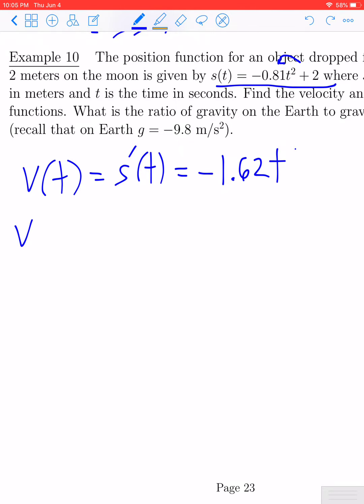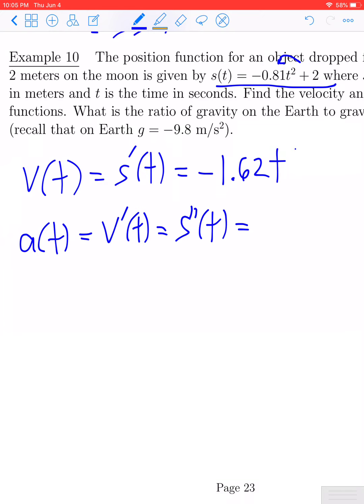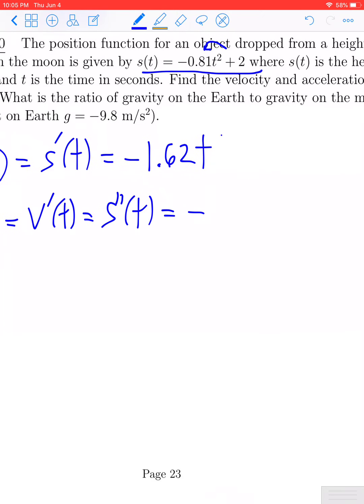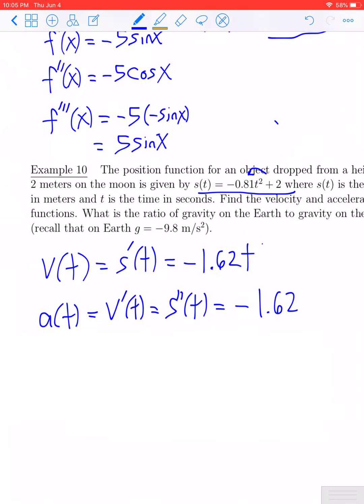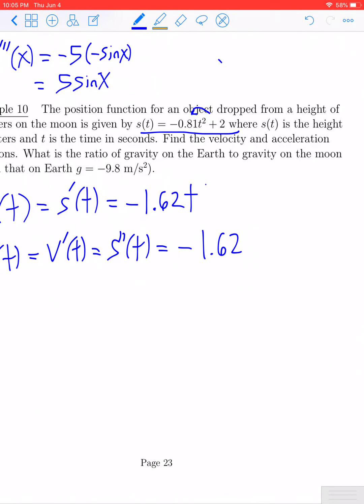If we wanted to find the acceleration function, let's call it a of t. A of t is the derivative of the velocity, which is equivalent to taking the second derivative of position. If we take the derivative of negative 1.62t, we simply get negative 1.62. And unsurprisingly, this is a constant, and it would be the gravity on the moon. So gravity on the moon, it turns out, is given by negative 1.62 meters per second squared.